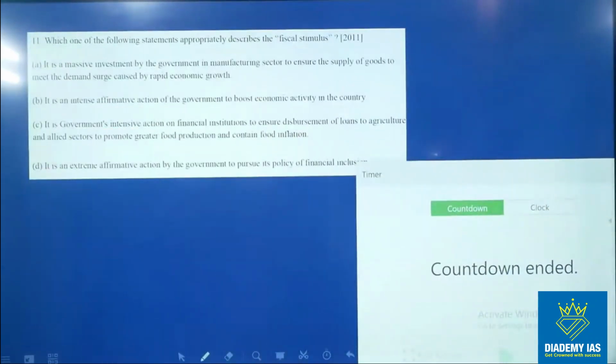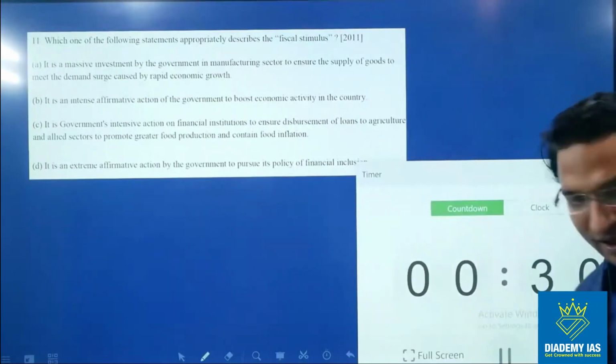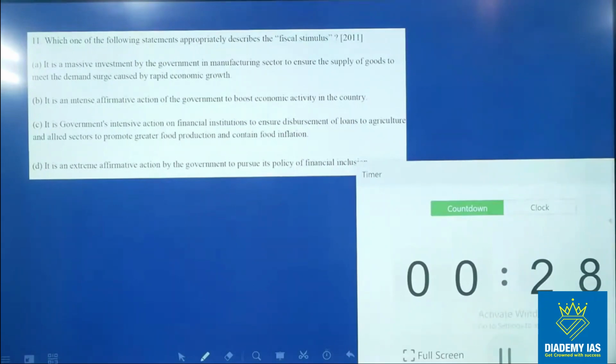Next question, this is also a comparatively easy question, but the language is a little bit longer, therefore you should take 30 seconds and solve this question carefully.